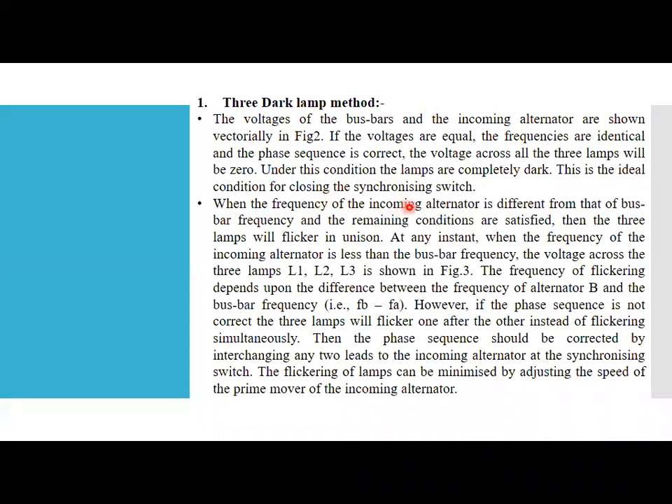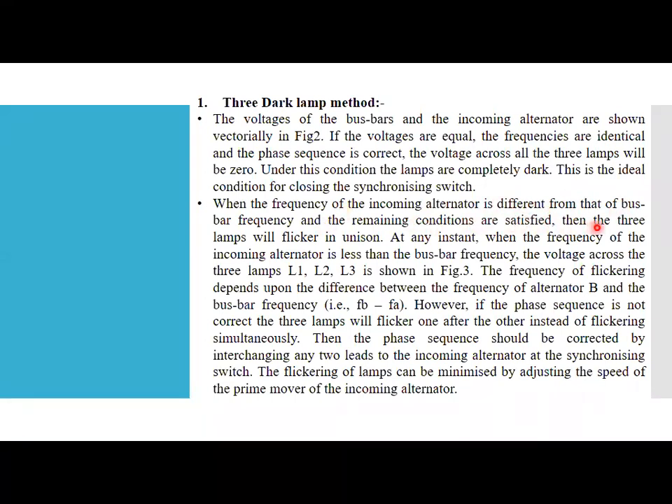So when the frequency of the incoming alternator is different from the bus bar frequency, what will happen? First we have 2 cases: voltage is different, frequency is different. So here in case number 1, let's say only the frequency is different, all other things remain the same. Let's say voltage remains same, the phase sequence, phase difference, all the things remain the same for the bus bar and the alternator. Simply the frequency is different. Then what will happen?